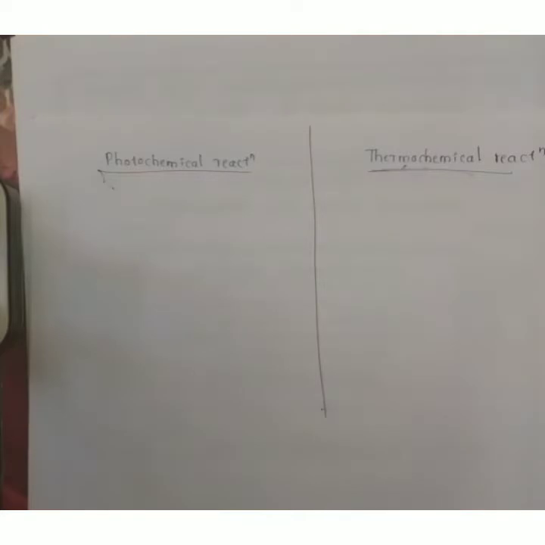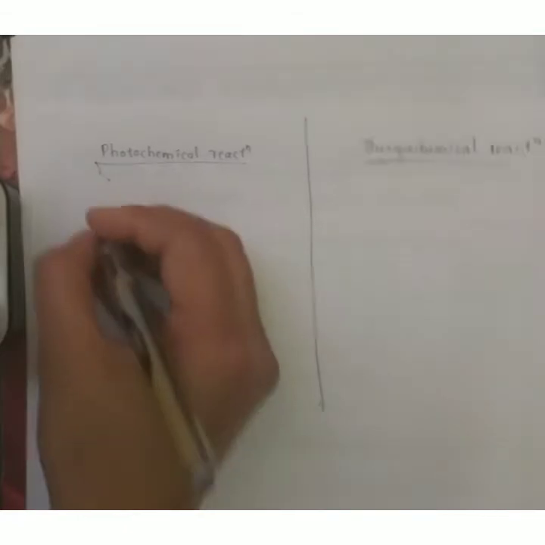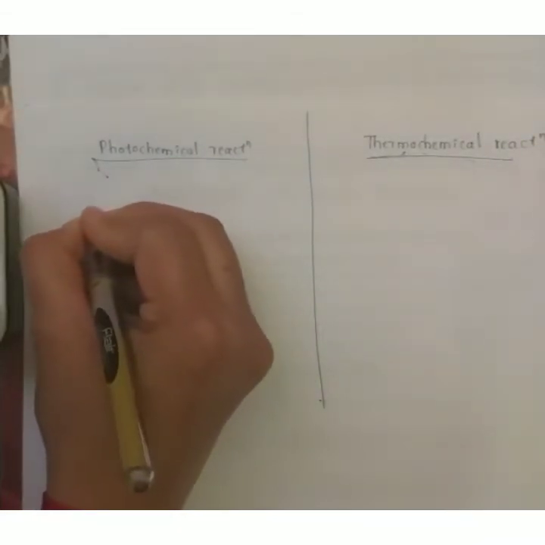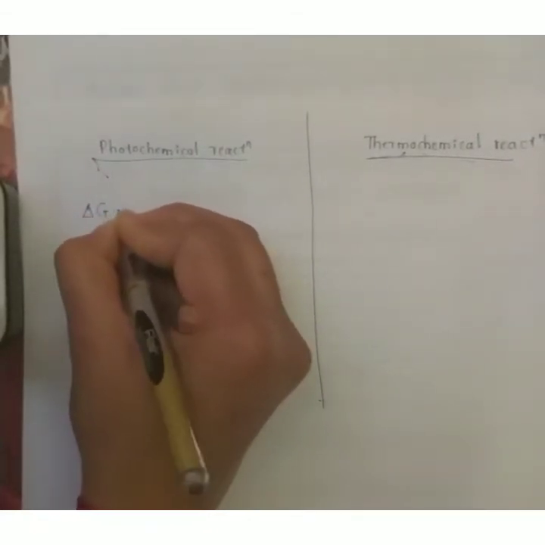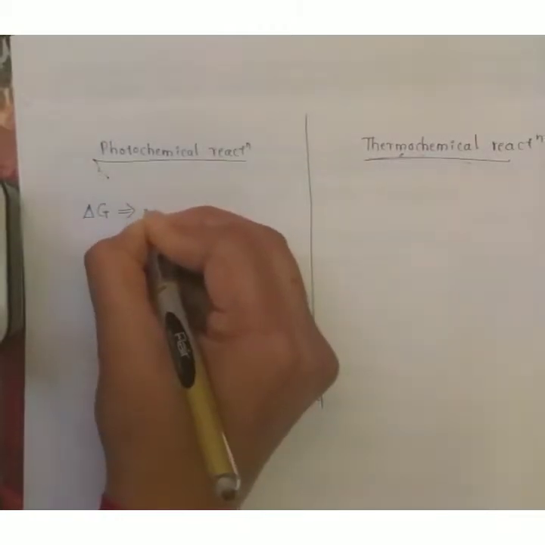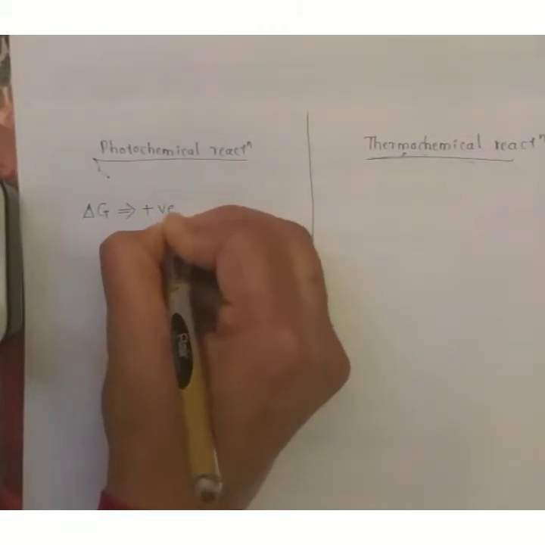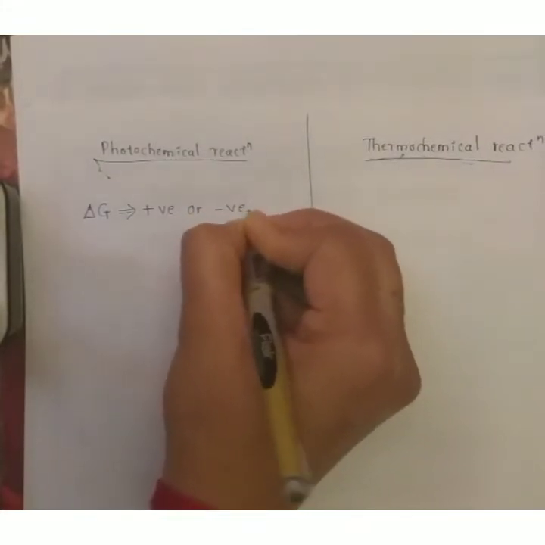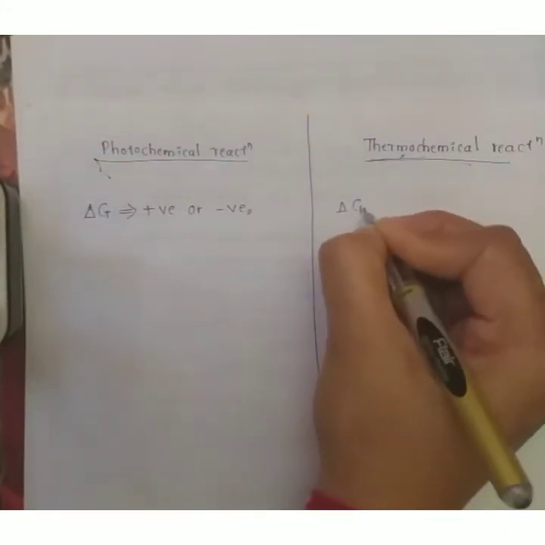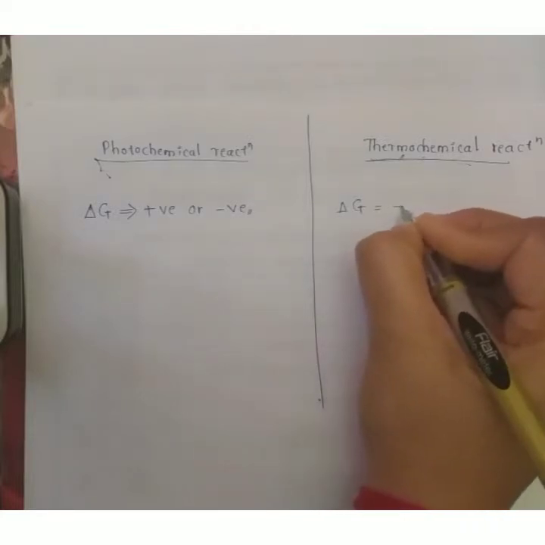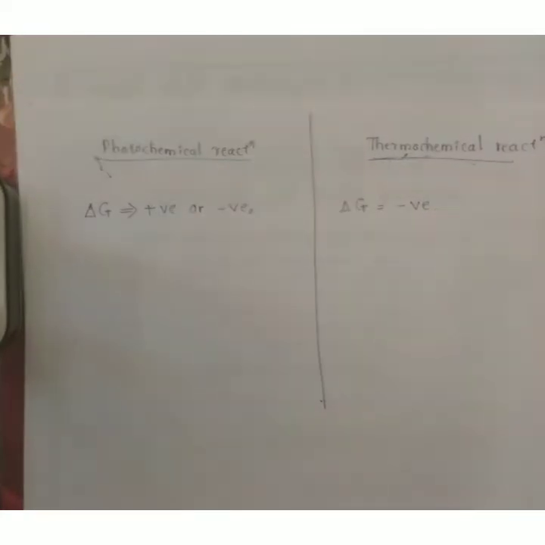The next difference is that delta G for a spontaneous photochemical reaction may be positive or it may be negative, whereas for a thermochemical reaction delta G will always be negative. And photochemical activation is highly selective, whereas thermochemical activation is not selective.